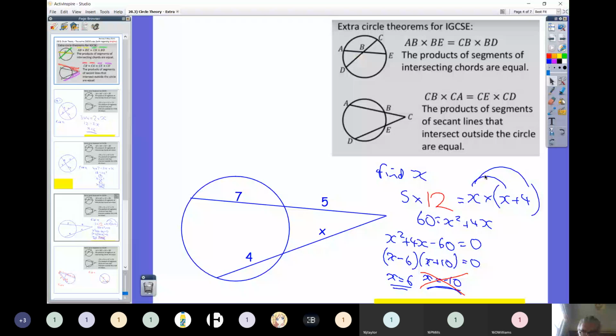Clearly -10 is inappropriate for a length, so we reject it. So that length there must be 6.